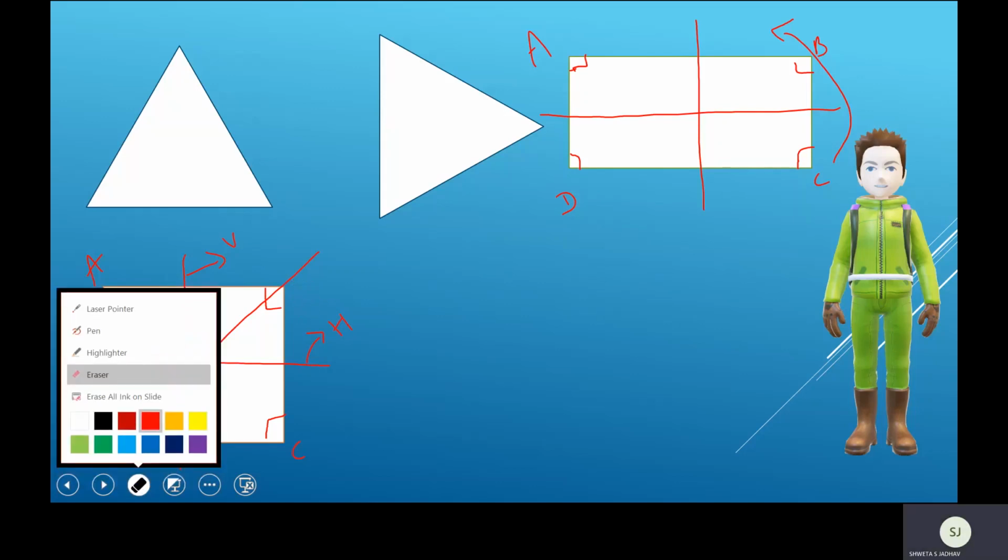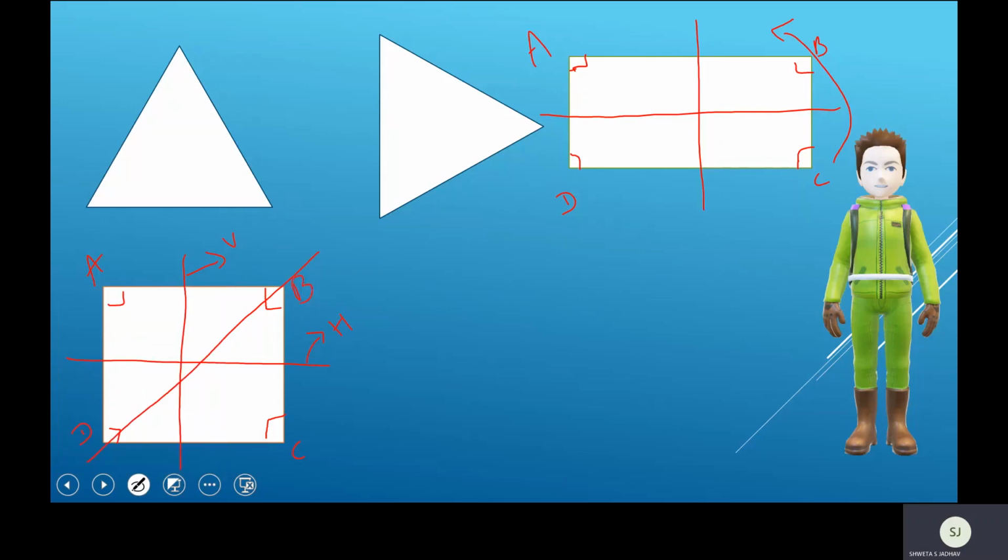After joining B and D, when you imagine this BCD overlapping on ABD, can it happen? Yes, it can overlap exactly. So we can say diagonals will be forming a line of symmetry. Let's see another diagonal, which is A and C. This also can overlap exactly on each other. So here we can see that the two diagonals are also symmetrical. So a square has horizontal, vertical and two diagonal symmetries.